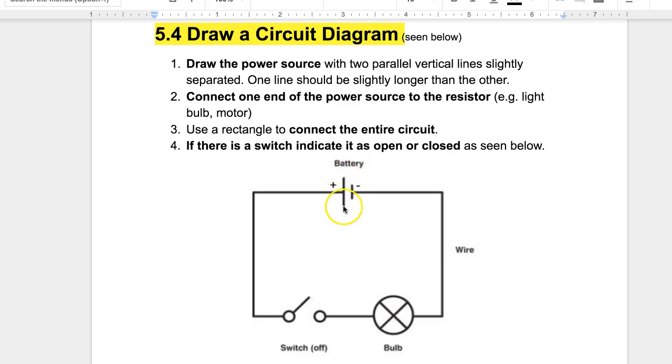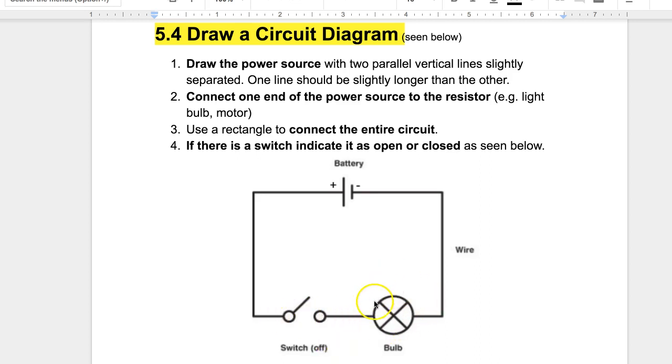You do the battery here and then another one to the right of it, another tall vertical line, another short vertical line to show that there's 2 batteries together to create that voltage difference. A switch will represent like this. This is a switch that's off, so an open circuit. If we want to close the circuit, this would just click down right into there, completing the circuit.